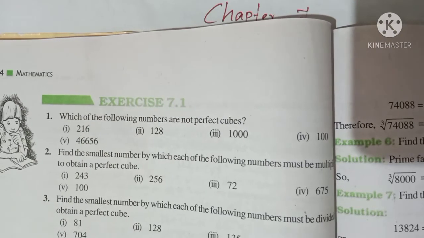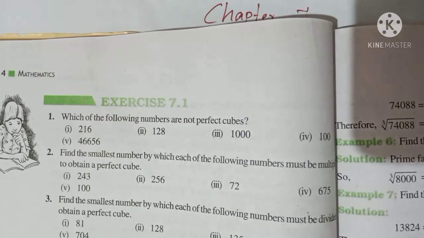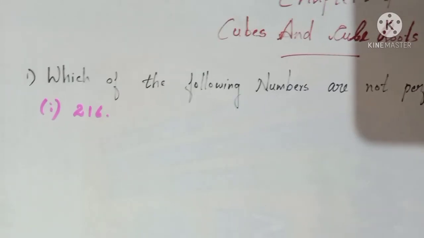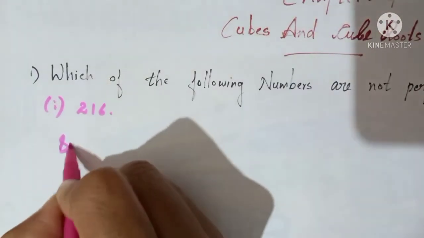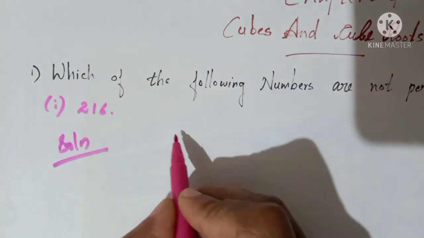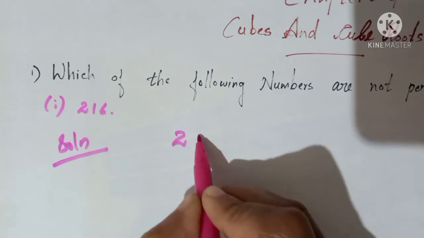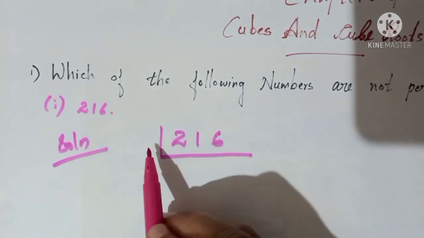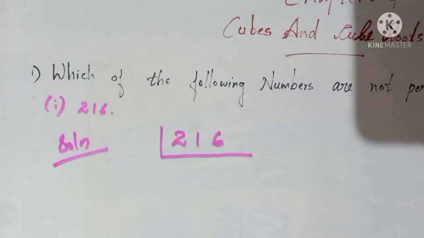Okay, now let's see how we are doing this. We are going to solve this and check whether it is a perfect cube or not. You all know the prime factorization method. Take 216. It is divisible by 2. Yes, it is divisible by 2. Always start with a smaller number.